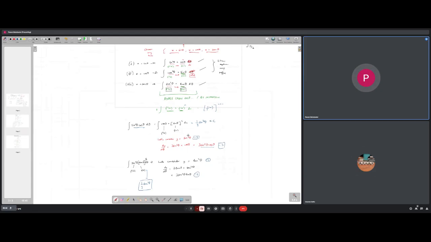Okay, but actually, you know what? I'm kind of glad that happened because it will change it quite a lot. But hopefully, by generating these examples, I just want you to realize the importance of the reverse chain rule.